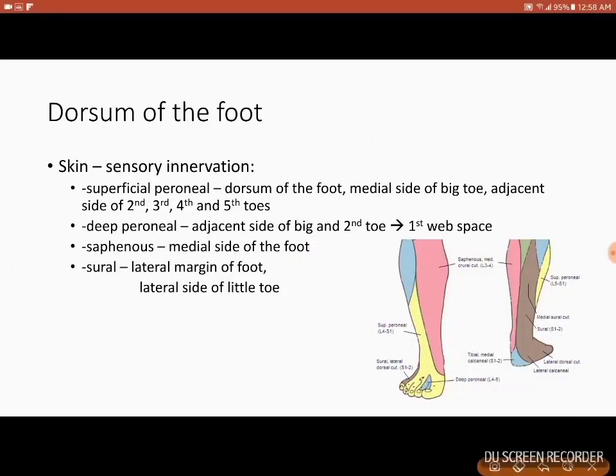Let's go now to the dorsum of the foot. First is your sensory innervation. You have your superficial peroneal nerve and deep peroneal nerve. Basically, these two nerves come from your common peroneal nerve. Your saphenous nerve comes from the femoral nerve, and your sural nerve comes from your tibial nerve.